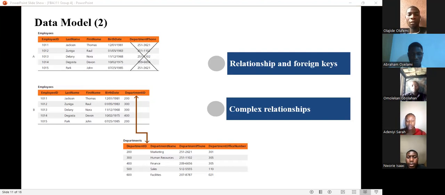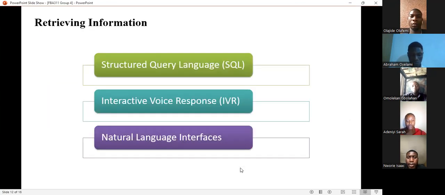We move to the next one, which says retrieving information. We have three forms of retrieving information: the structured query language, the interactive voice response, and the natural language query language. The structured query language is the most common form of retrieving information. It makes use of queries, while the interactive voice response makes use of voice. We have the natural language interface.